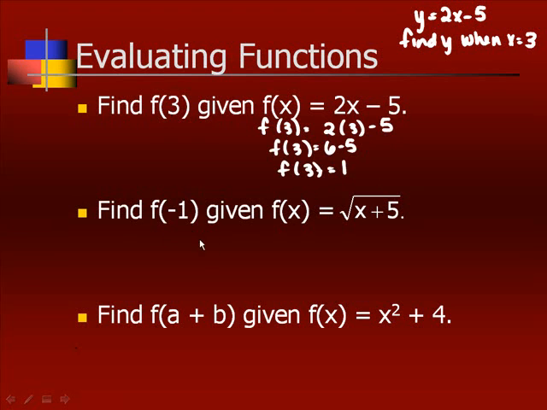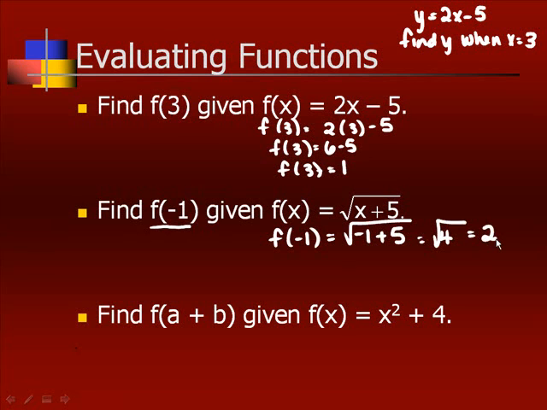Okay? f of -1, and f of x equals the square root of x plus 5. That means, hey, let x be -1. So f of -1 means the square root of -1 plus 5, which is equal to the square root of 4, which is equal to 2.